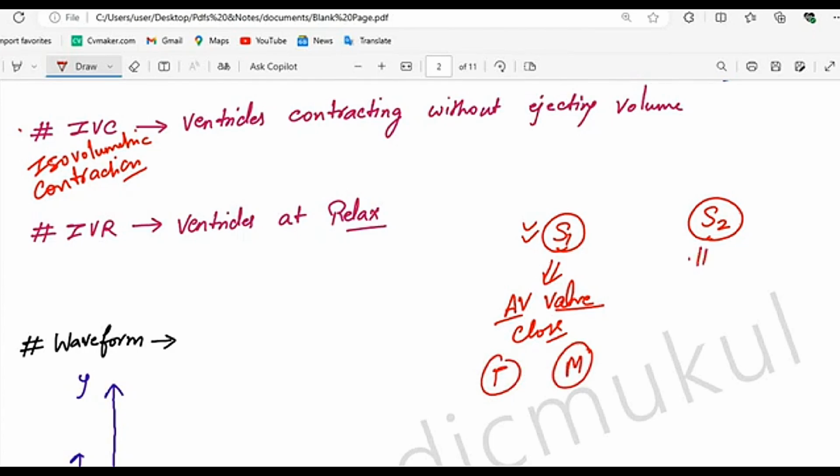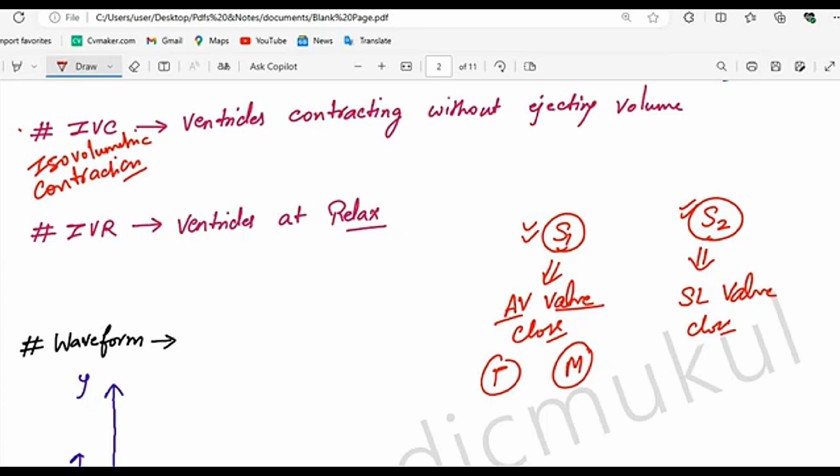Then S2, when will we hear the S2 sound? When the semilunar valve closes. The semilunar valve is present between the left ventricle and the aorta, so on the left side we have the left semilunar valve, and on the right side between the right ventricle and the pulmonary trunk we have the right semilunar valve. Okay, so this is very important. The next one we will come to is the isovolumetric contraction.